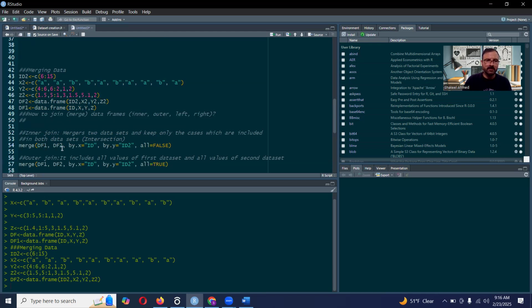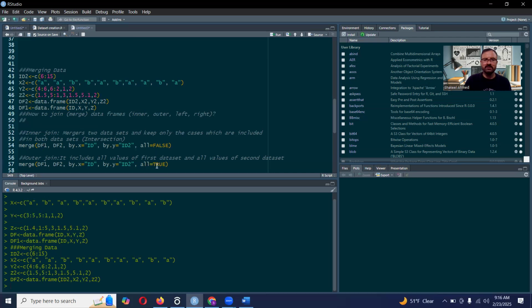We have data frame 1, and the merge command consists of data frame 1, data frame 2, and this is the ID in data 1, this is the ID in data 2. Mostly we have the same name, then you can just write by and ID. You don't need to write by.x and by.y. You can just write by is equal to ID, when the merging variable has the same name in both data sets. And all is equal to false means we are doing inner join.